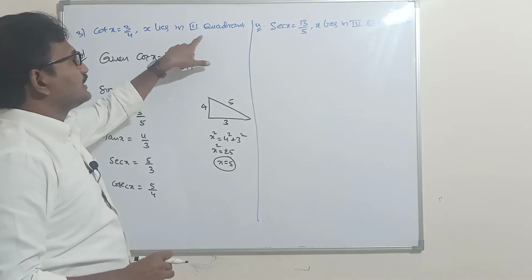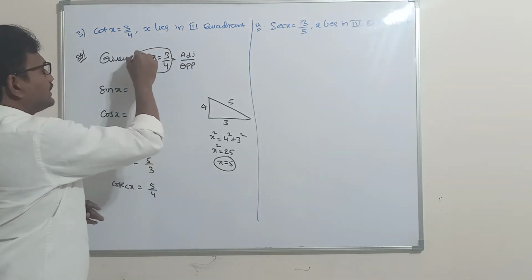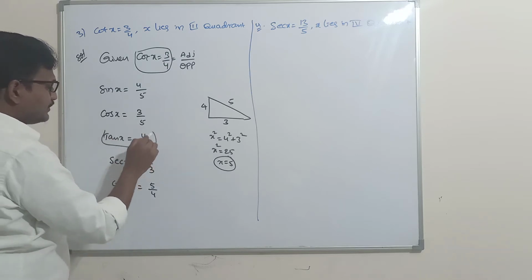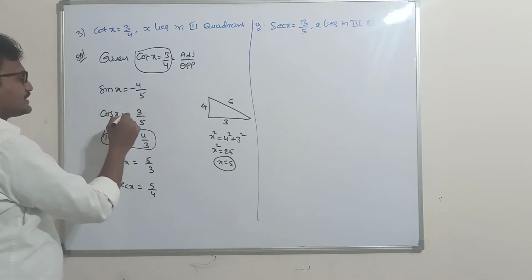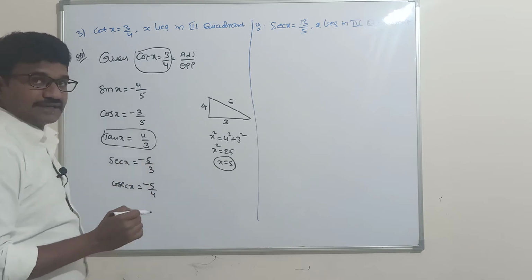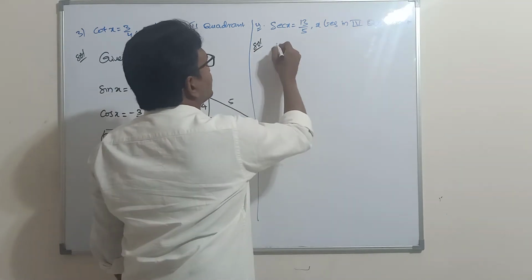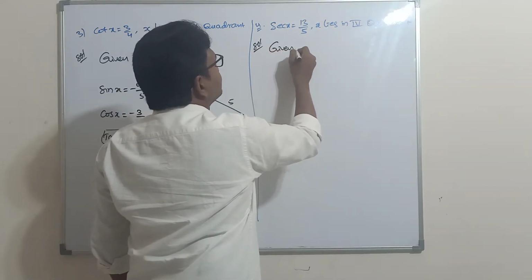So in the third quadrant, tan and cot are positive. Cot is positive and tan x is also positive. Tan x is 4/3. Sin x is negative, cos x is negative, secant x is negative, and cosecant x is negative.